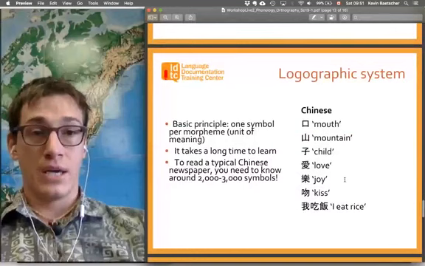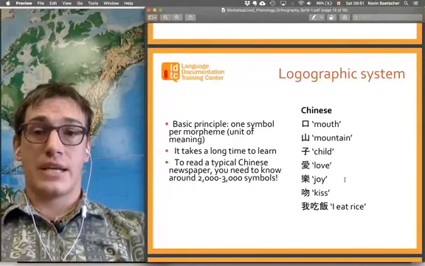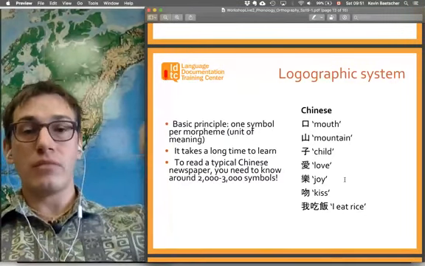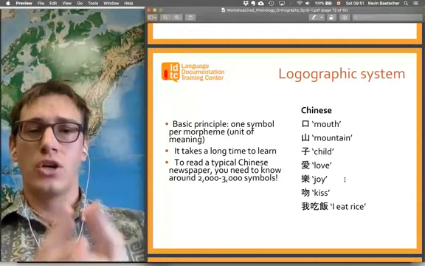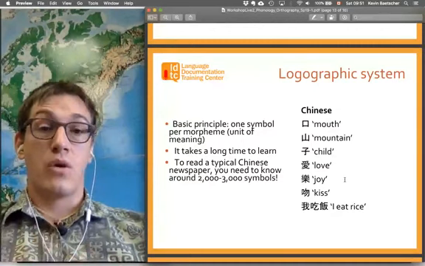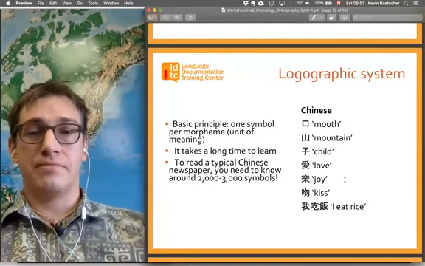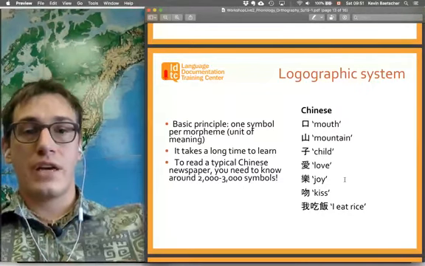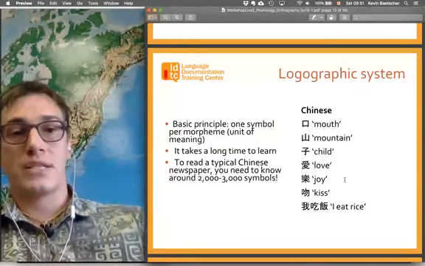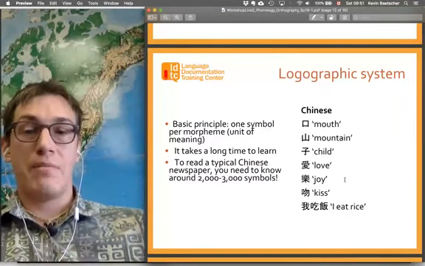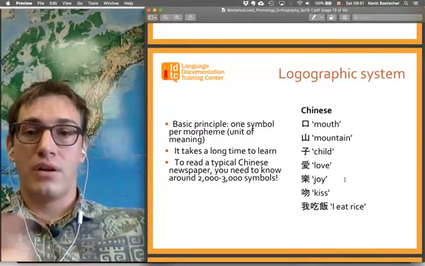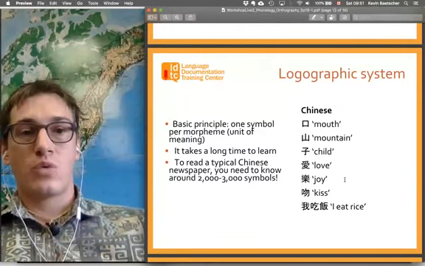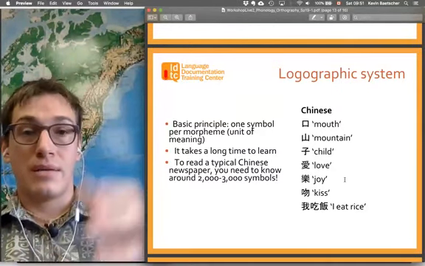A logographic system, Chinese is an example. The principle is that one symbol represents one morpheme, or one unit of meaning. That could be a word, or it could be an affix. If you look at the examples on the right here, we have one symbol that looks like a square, and it means mouth. That one symbol represents the meaning mouth. And then the next one is the symbol for mountain, right?